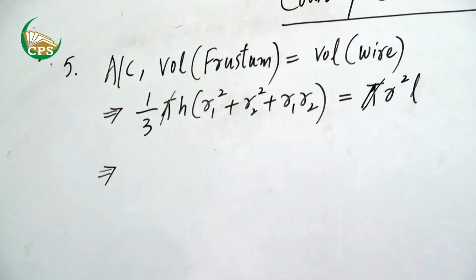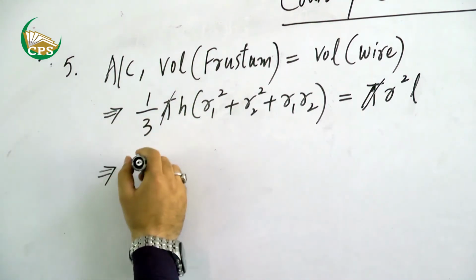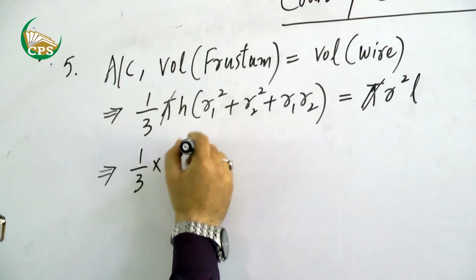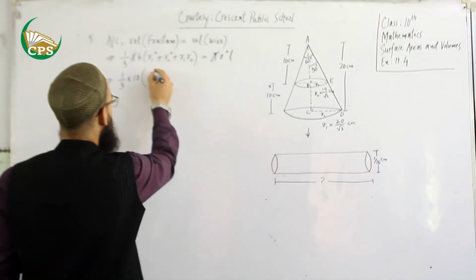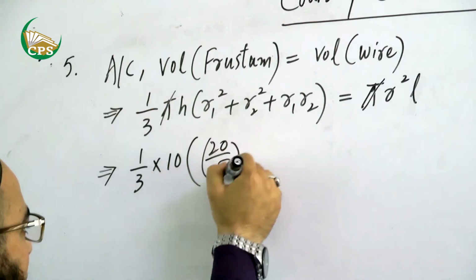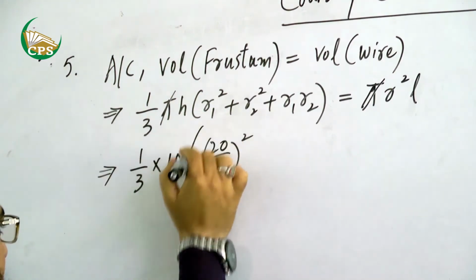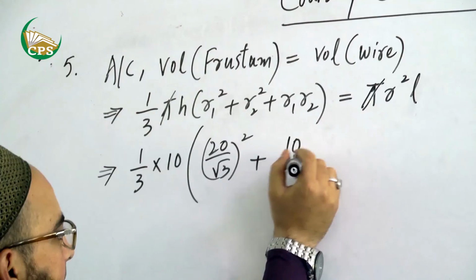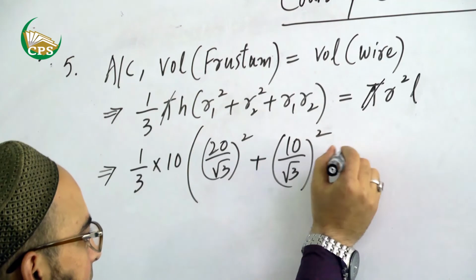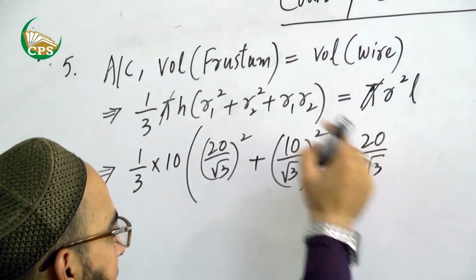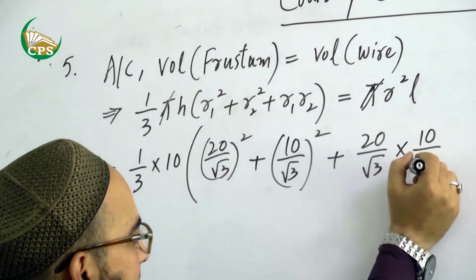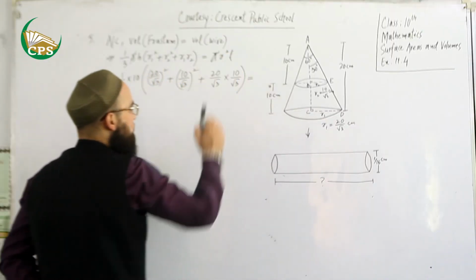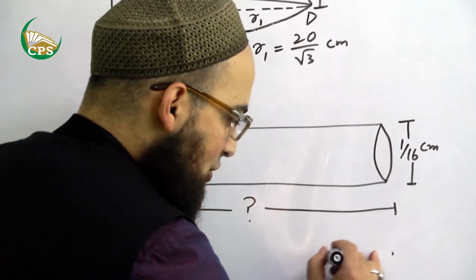Then I can write 1 by 3 times, the height of the frustum, that is 10, times R1 of the frustum, that is 20 by square root of 3, then square, plus R2, which is 10 by square root of 3, then square, plus R1 times R2, that is 20 by square root of 3 times 10 by square root of 3. Like this. Then we have is equal to R square. Now what is R here? Diameter of wire.